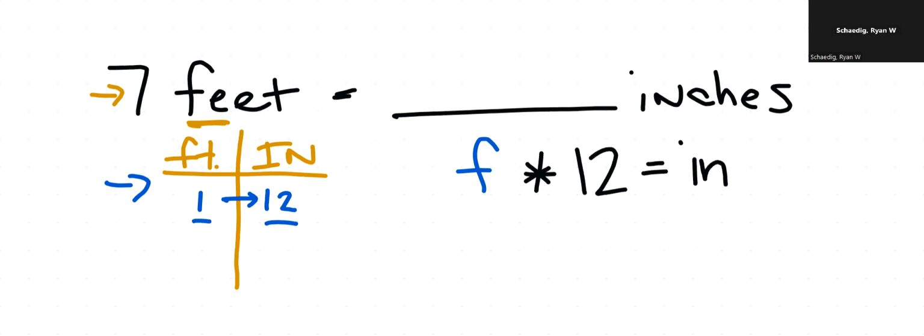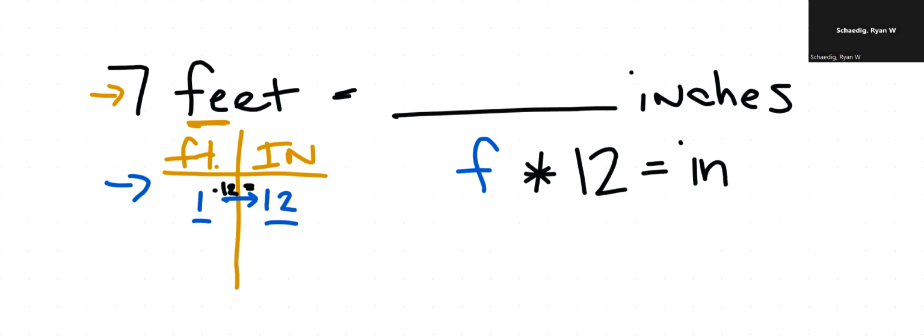So this is the rule, right? Feet times 12 equals inches, which is true. We see this right here because 1 times 12 is equal to 12. That's the rule. That's the conversion. So now this is where we do that step 3 and we solve for the unknown.